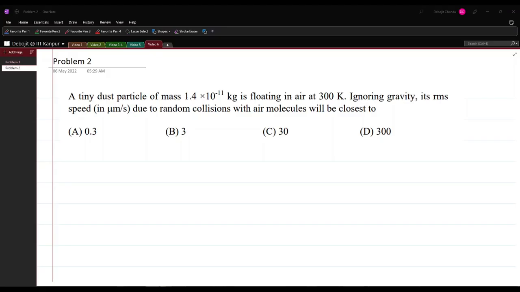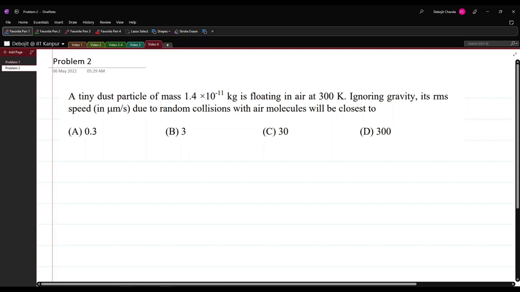Okay, so let us go into the second problem of this video. This problem was given in JAM-2012, and the problem states that a tiny dust particle of mass 1.4 times 10 to the power minus 11 kg is floating in air at 300 Kelvin. Ignoring gravity, its RMS speed in micrometer per second due to random collisions with air molecules will be closest to.